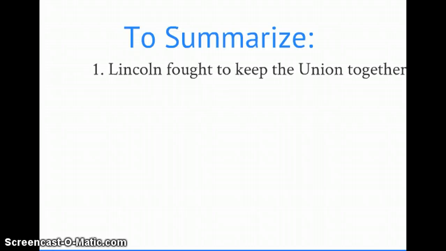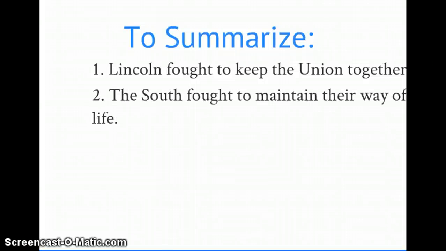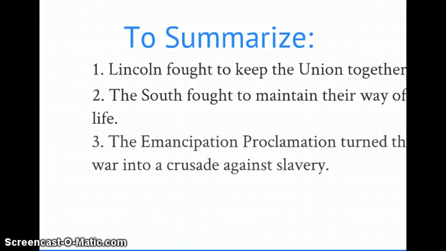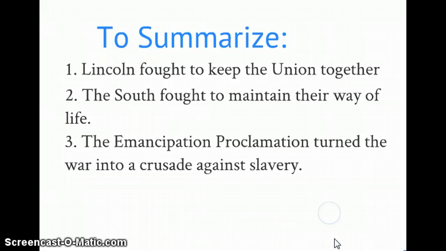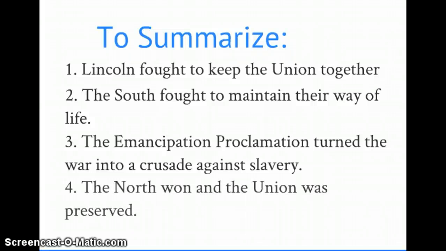So then, to sum up, Lincoln fought the war to keep the Union together. The South fought the war to maintain their way of life, which of course included slavery. The Emancipation Proclamation turned this war into a crusade against slavery. So now you had a two-pronged focus of the war from the northern perspective, keeping the Union together, and then a year and a half into the war, now ending slavery.